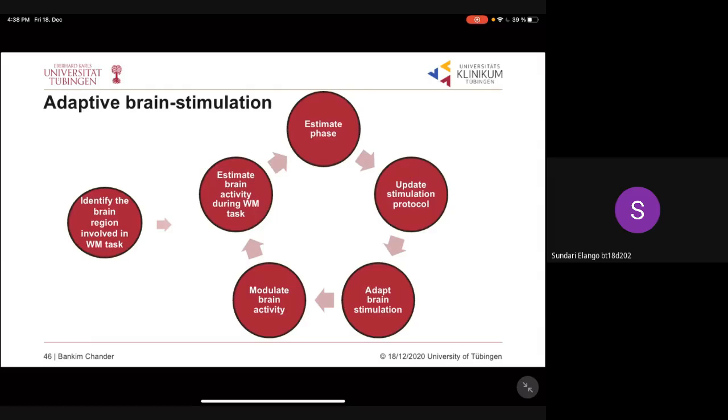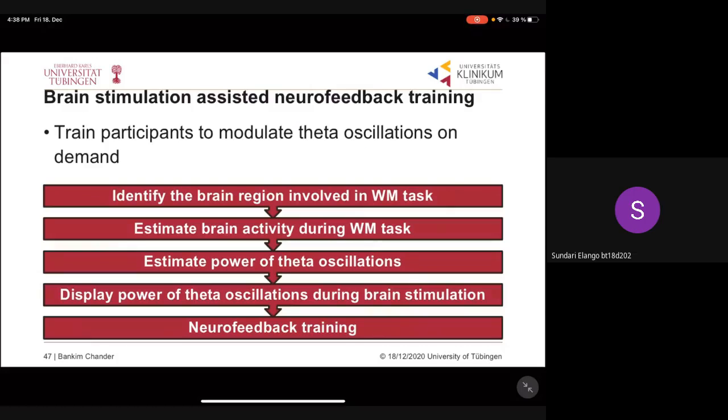And lastly, we can use such brain stimulation for neurofeedback training. Again, we start the same way: identify the brain region, then estimate brain activity during the task, estimate the power, and then display the power of these oscillations during brain stimulation, and ask participants to train their brain activity during brain stimulation to get the desired effect.